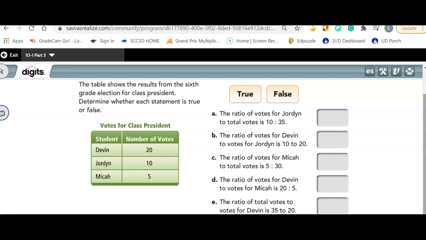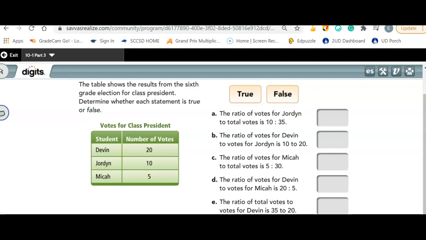I want you to go through A through E and determine true. You're going to write true if it's a correct ratio for this situation. If it is false, I want you to put false and then write the correct ratio. So make your false statement a true statement. If it's true, put true. If it's false, put false and write the correct ratio.